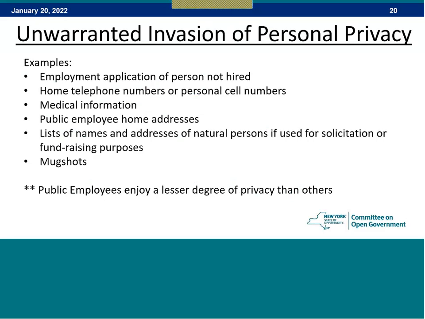Another ground for denial is unwarranted invasion of personal privacy. A record or a portion of a record can be withheld if disclosure would constitute an unwarranted invasion of personal privacy. Some examples of that would be employment applications of persons that were not hired. Say there was a job posting and 10 people applied for a particular position and only one of them was hired. The names and identifying details of the individuals who applied but were not hired could be withheld.